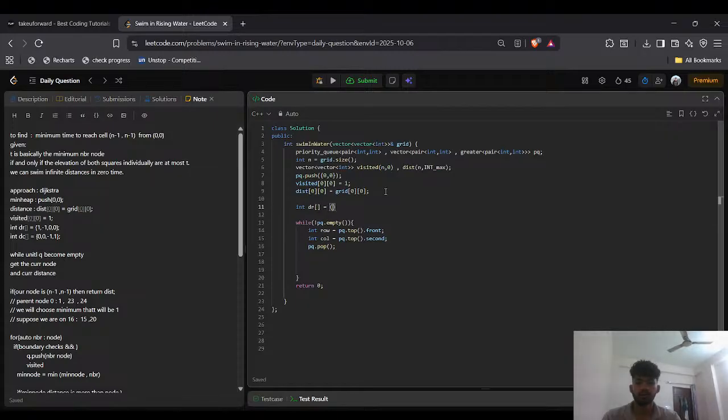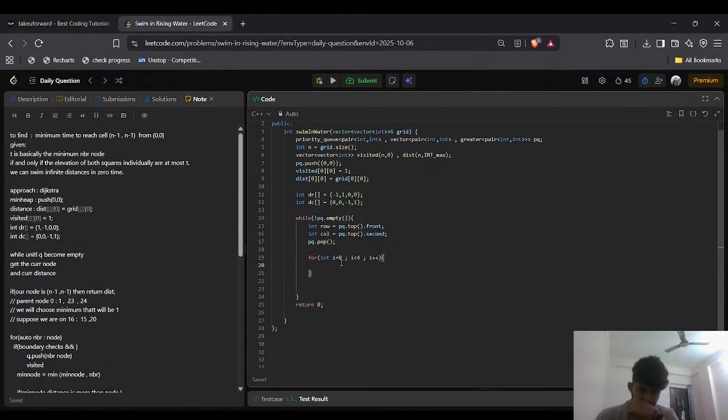Int dr we have -1, 0, we have int column for column, it will be 0, -1. Okay, so our directions are ready. We can simply run a loop from 1 to 4. It will run 4 times, i plus plus.